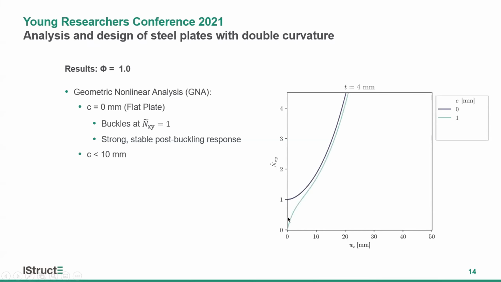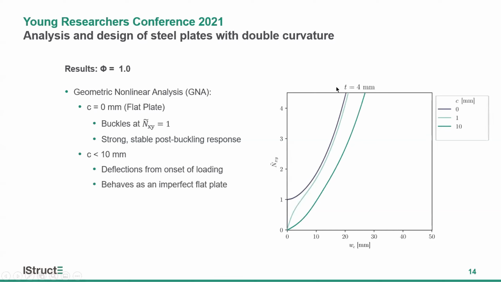Now, as soon as we start looking at hypars with varying levels of offset, we see that deflections start to occur from the onset of loading. And interestingly, as load increases, it almost seems to behave as an imperfect flat plate. However, when we increase the initial geometry or the initial curvature even further, we see that the influence of this initial geometry is more dominant throughout the latter stages of loading.